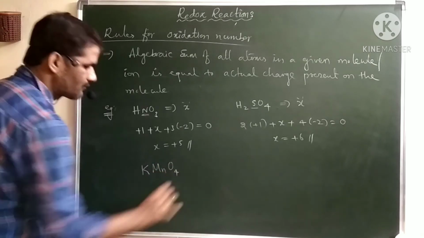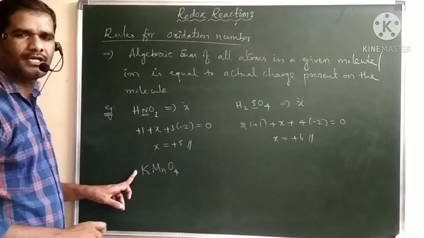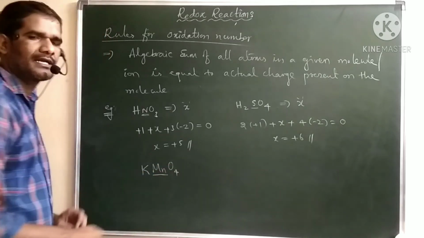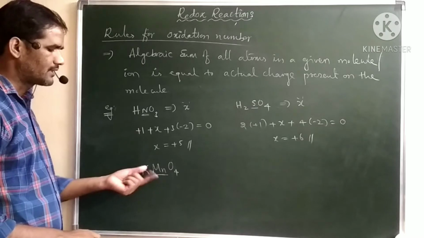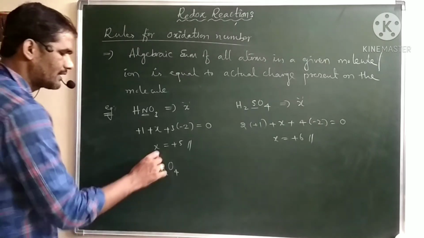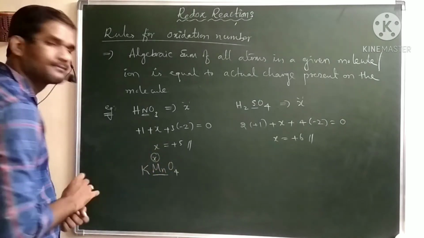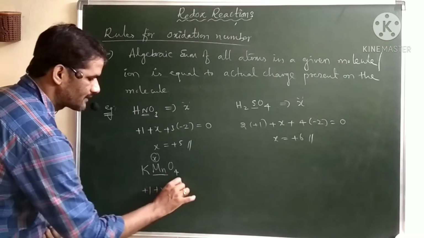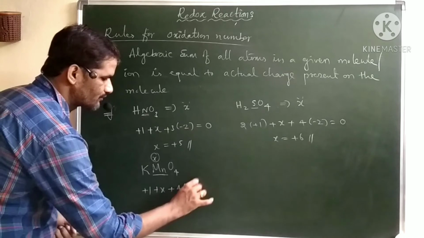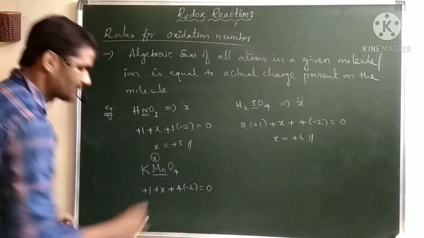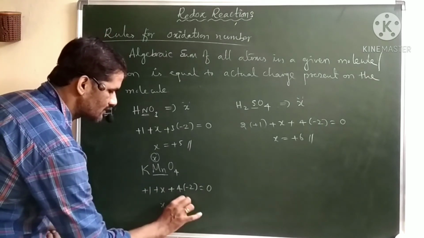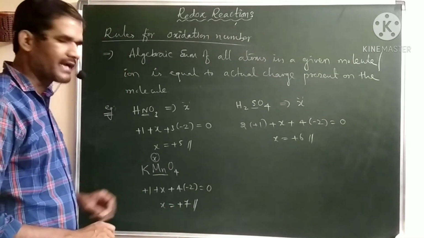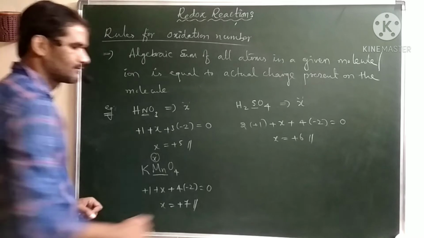Next, KMnO4. Again potassium, a first A group element, is fixed at +1, and oxygen is -2. Now we have to calculate manganese. So the underlined element is what we want to calculate. Let's assume X. Now potassium +1 plus X plus 4 into -2 is equal to 0. Then we get X equal to +7. And this is the oxidation state of manganese in KMnO4.